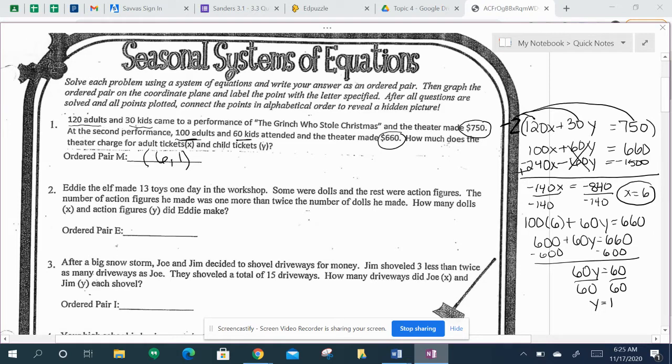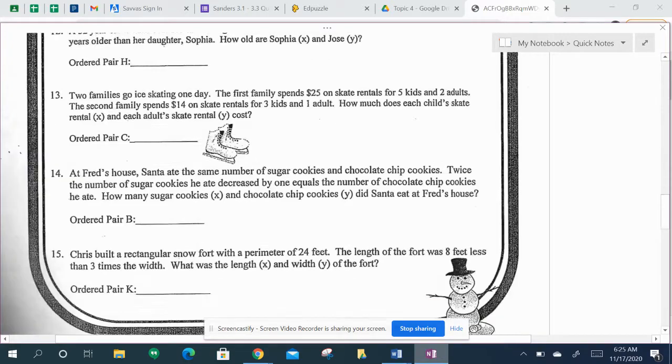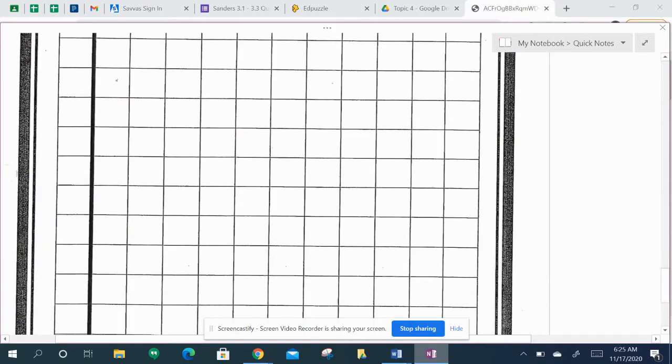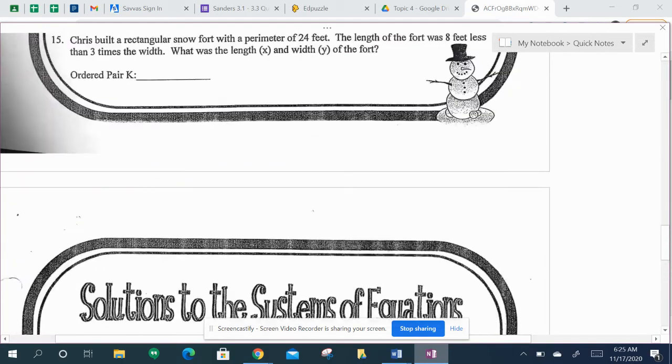Now, the way I'm going to use that point is that tells me that's ordered pair M, and so I'm going to come down here to the last page, and I'm going to plot the point M at 6 comma 1. So 1, 2, 3, 4, 5, 6, 1, and I'm going to go ahead and label that point M. At the end of this, I'm going to connect the dots in alphabetical order. So I'm not doing any connecting yet, but label your points so you know what goes where.